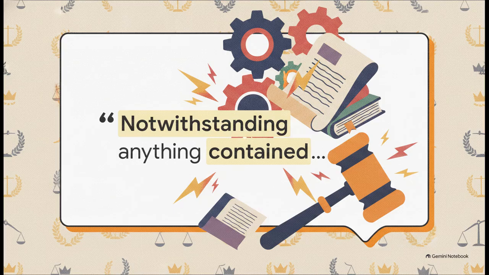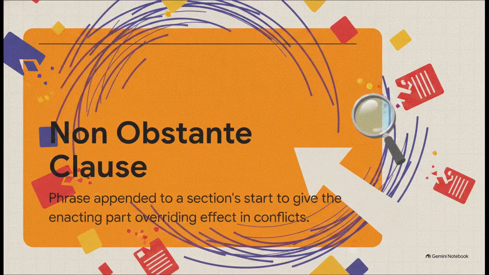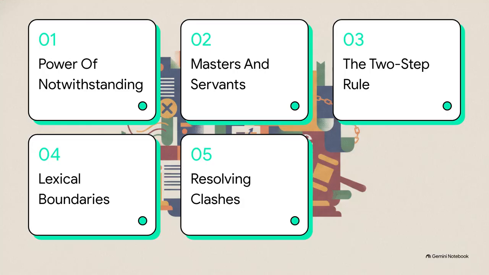has been written before. To get a bit technical for just a second, a non-obstante clause is exactly that. It's simply a phrase slapped onto the beginning of a section of law to give that enacting part an overriding effect in cases of irreconcilable conflict. So the absolute crucial takeaway here is that it strips other provisions of their capacity to obstruct. It's basically telling every other conflicting law in the vicinity, hey, step aside so that this primary law can operate fully and naturally.